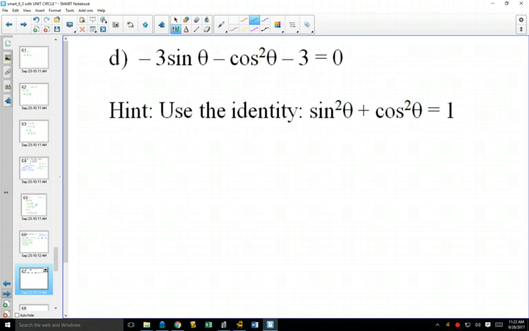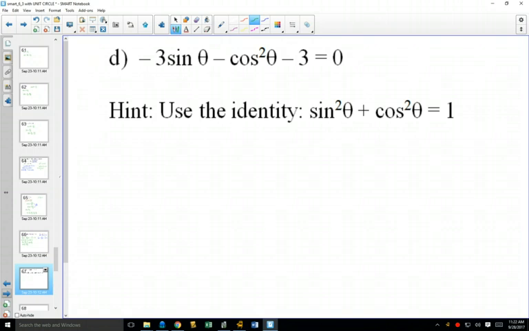So we haven't used the word identity yet. Identity for trigonometry means something that is always true. And this was one of our big ideas: sine squared plus cos squared is always equal to 1. Because that's always true, that's called a trigonometric identity.